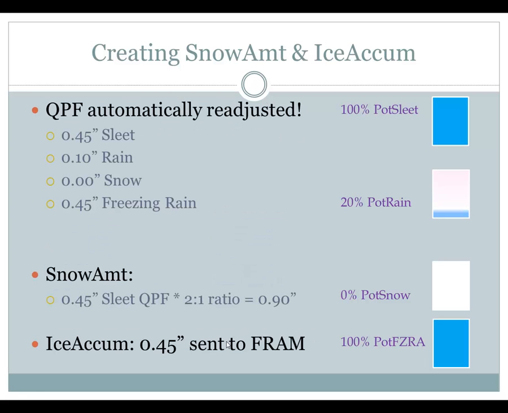So let's see how it readjusts for this example. Since we don't have any snow, the only thing in the snow amount is going to be our 0.545 liquid equivalent for sleet multiplied by the 2-to-1 ratio, and you get a snow amount grid that is 0.90 for that grid point. For the ice accumulation, it's a little bit different, a little bit more complex. What we do with the freezing rain QPF of 0.45 now is send that to the freezing rain accumulation model. So we need to talk a little bit more about that.